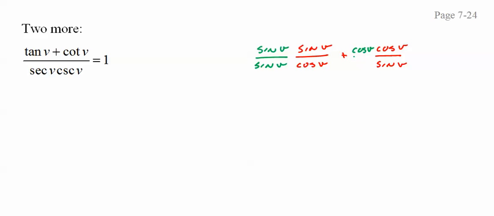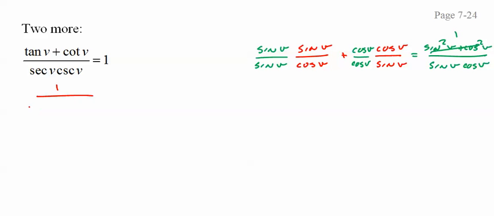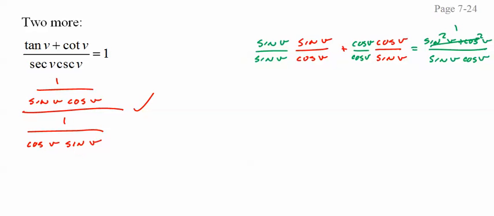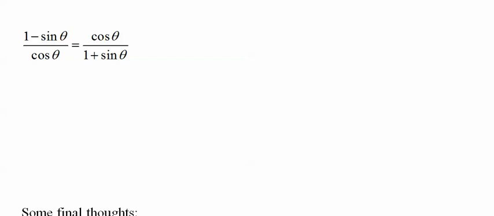Cosine of v over cosine of v equals, again, I would not write this out in the future. I'd know where I'm going with this. Top's 1, sine squared plus cosine squared. Let's come on back. So the top is 1 over sine of v cosine of v, and the bottom is 1 over cosine of v sine of v. Cool. Done. I should run up and do this again.